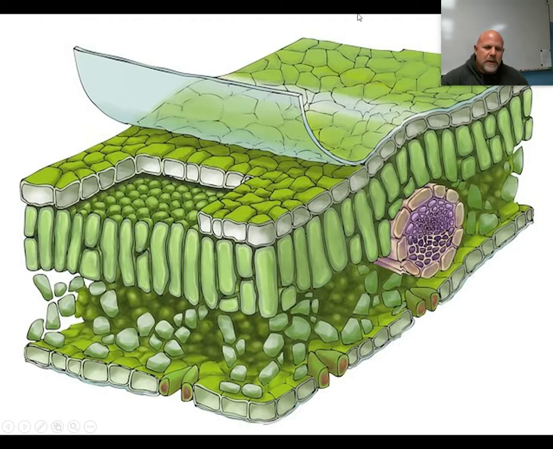So light travels directly through the cuticle and epidermis into the leaf. Water enters through the vein. Sugar leaves through the vein. Carbon dioxide enters through the bottom side of the leaf. And oxygen leaves through the bottom side of the leaf.